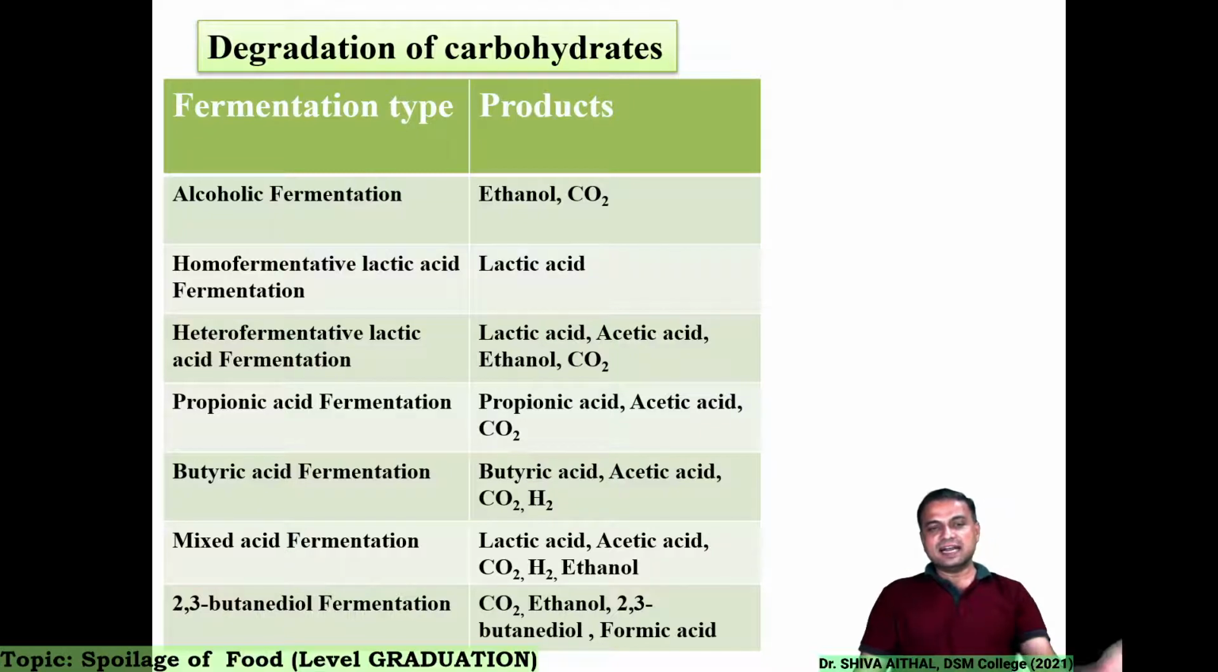Homofermentative lactic acid and heterofermentative lactic acid result into lactic acid, acetic acid, ethanol and carbon dioxide respectively. If it is propionic acid fermentation carried out by microorganisms by utilizing the substrates present in the foods, then propionic acid, acetic acid, carbon dioxide may be formed. Try to understand these acids and these products may be beneficial also, but if you have a controlled process or a controlled pathway carried out under your controlled set of conditions.